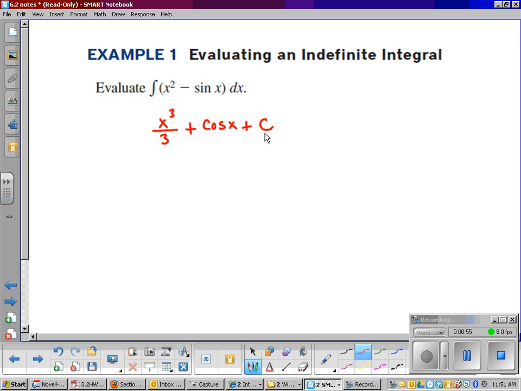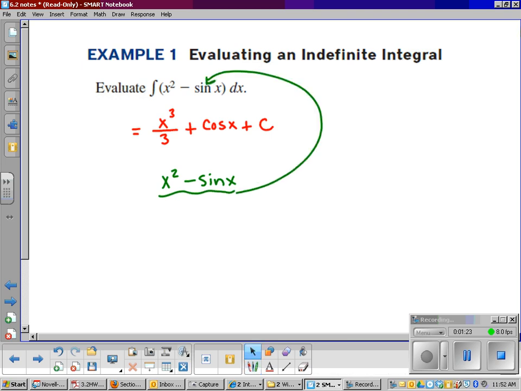If I take the derivative of this expression right here, then I should get x squared minus sine x. Let's do that really quickly. If I were taking the derivative of this term, I would bring the 3 down in front. It would cancel with this 3 right here, and I would subtract 1 from the power. If I take the derivative of cosine, I get negative sine. And if I take the derivative of the constant, I get 0. So you can see that this matches the integrand on our indefinite integral right there.